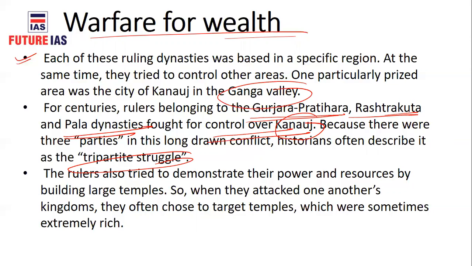The rulers also started demonstrating their power by building large temples. For example, if a particular ruler built a large temple, that would depict the strength, power and resources of that ruler. And you must understand, when a ruler attacked another king, they often chose to target the temples, which were extremely rich, because temples were built as a showcase of their power and resources. So when they targeted another kingdom, they often targeted these extremely rich temples.